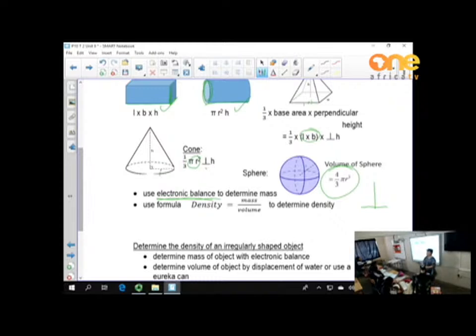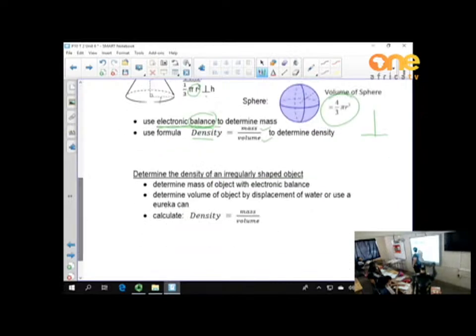People, how do we determine the mass of an object? For that, we need an instrument. We need a balance. Now, in our laboratory, we have electronic balances. Otherwise, we would use a triple beam balance or the two-pan balance. There are various ones. So we can use a balance to determine the mass. How do we work out the density? Mass divided by volume. The problem comes in if I have an irregularly shaped object.